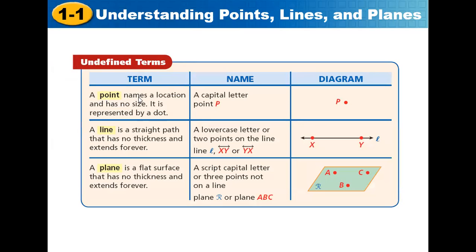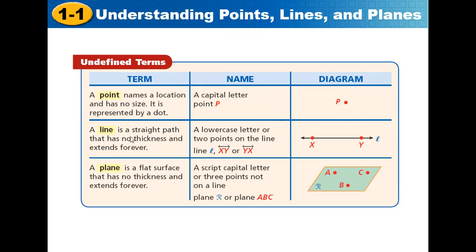A point names a location and has no size. It is represented by a dot. So we have just a capital letter next to the point, B. How are we going to diagram it, how are we going to draw it? We just have a dot, and next to it we describe it by a capital letter. It has no size, it has no direction, it's just a dot. For this reason, it belongs to undefined terms. So the first one is point.